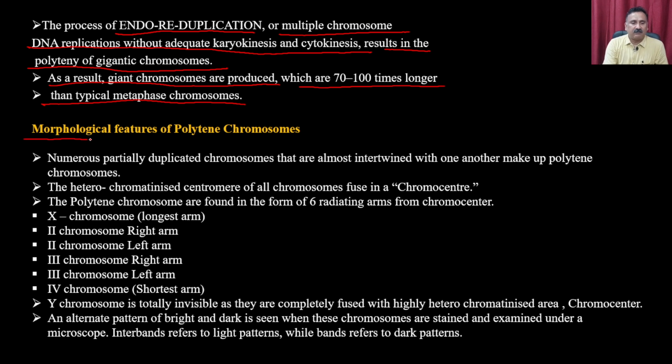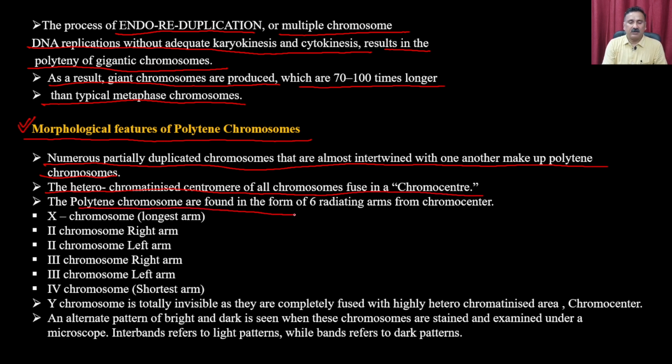Morphological features of the polytene chromosomes. Polytene chromosome is a very important thing actually, because this is a kind of exception, a structure found in specific organisms. There are numerous partially duplicated chromosomes that are almost intertwined with one another, making up the polytene chromosomes. The heterochromatized centromeres of all chromosomes fuse in a chromocenter. The polytene chromosomes are found in the form of 6 radiating arms from the chromocenter.